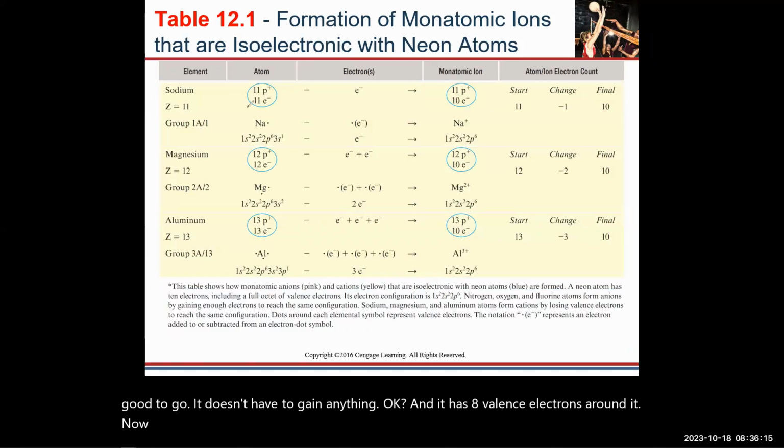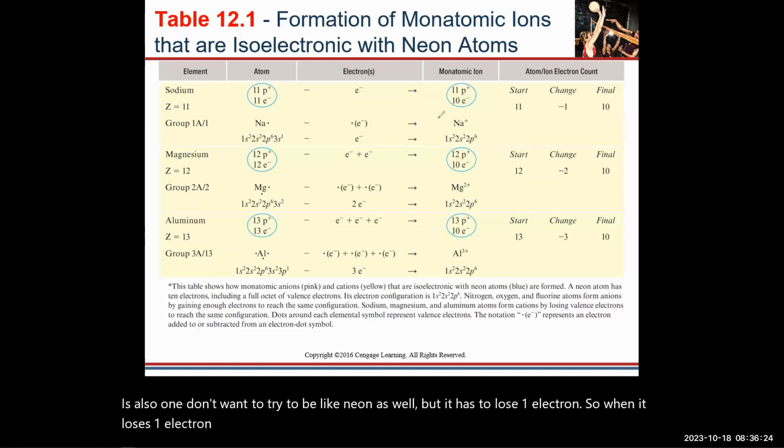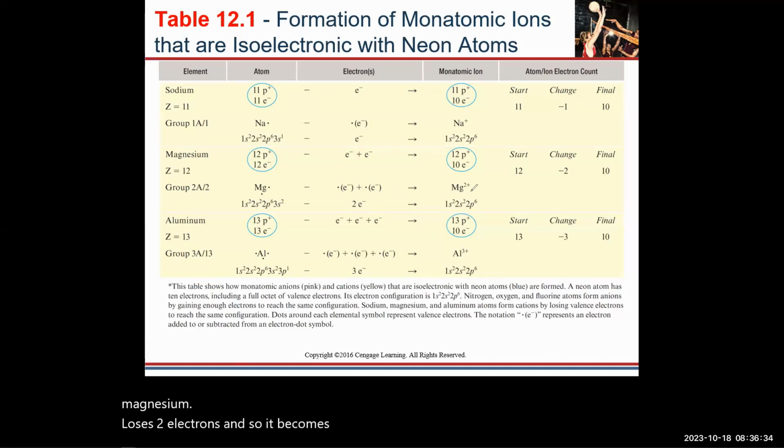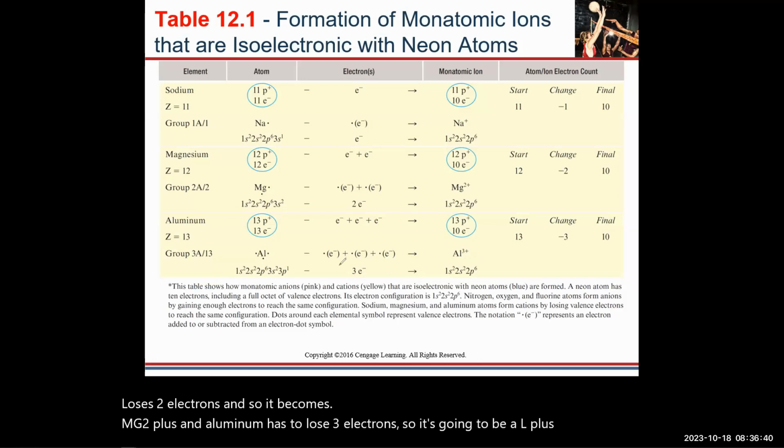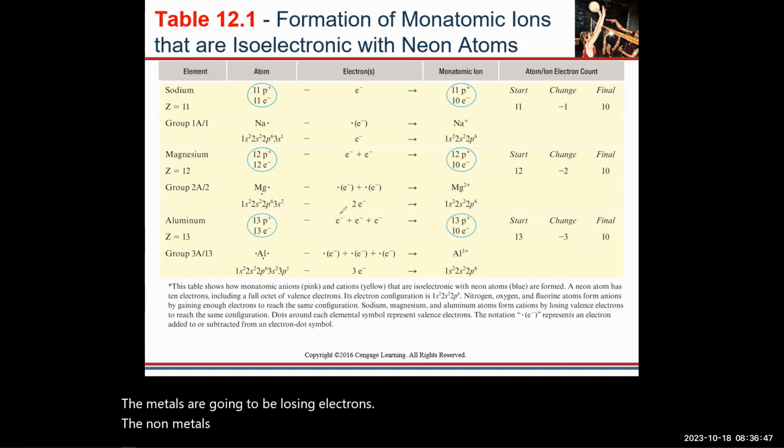Now, sodium is also going to want to be like neon, but it has to lose 1 electron. So when it loses 1 electron, it has 10 electrons around it, and we end up with Na+. Magnesium loses 2 electrons, and so it becomes Mg2+. And aluminum has to lose 3 electrons, so it's going to be Al3+. So the metals are going to be losing electrons. The nonmetals are going to be gaining electrons.